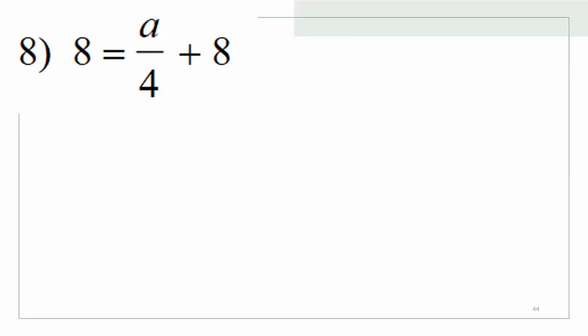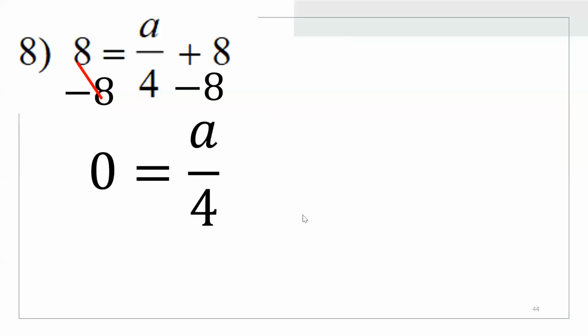Another one together. Okay, on the right side, we got to get rid of adding 8. So we get rid of adding 8 by subtracting 8 from both sides. 8 minus 8 is 0. Do not be afraid of the 0, people. It is a number. It's allowed to be a number. Don't freak out. Everything's fine.